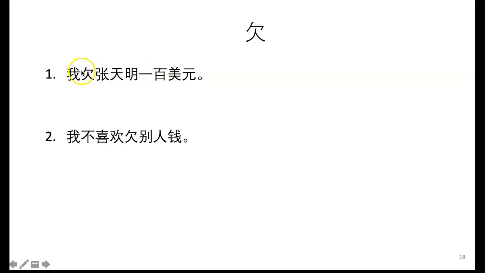好。Now, when you borrow money from someone, for example, 我从张天明那儿借100美元. That means I owe 张天明 $100. 好，那么我不喜欢欠别人钱。I don't want to owe money to other people. That means I don't like to borrow money from other people. Okay, 好，that's all.